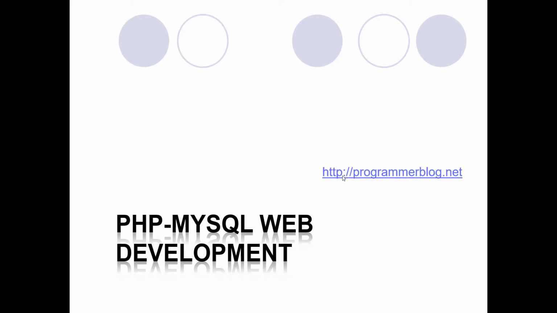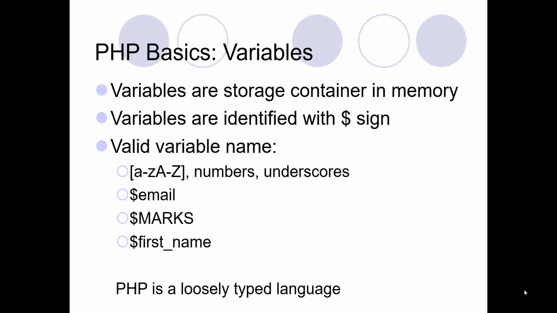In this video, we will learn about variables in PHP. Variables are storage containers in memory and they are identified with a dollar sign. A valid variable name can contain lower or uppercase letters, numbers, or underscore. Over here, you can see some variable names like $email, $marks, and $first_name. You cannot use a space in a variable name.